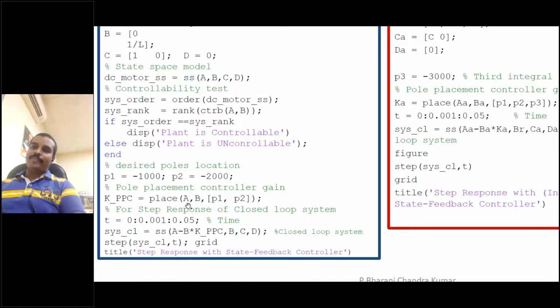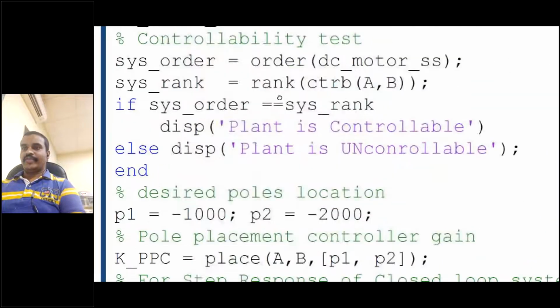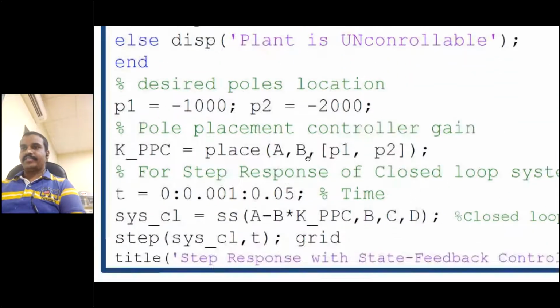So for designing the pole placement controller, you need the A matrix, the B matrix, and P1 and P2. And to plot this, T equals, I'm interested only until 0.05 seconds, because I want the system to settle within 0.05 or 0.06 seconds. That's why I am taking the time only until 0.05 seconds.